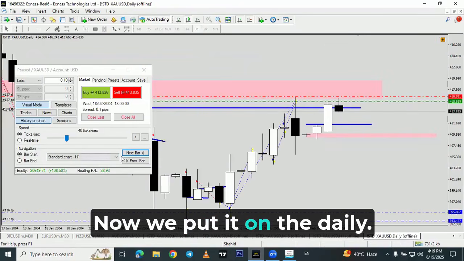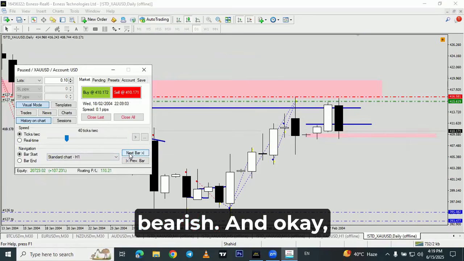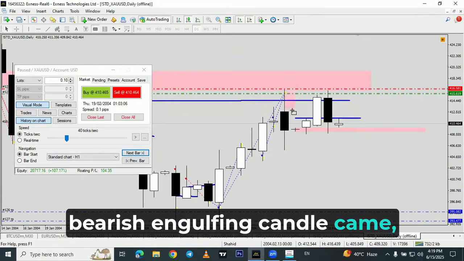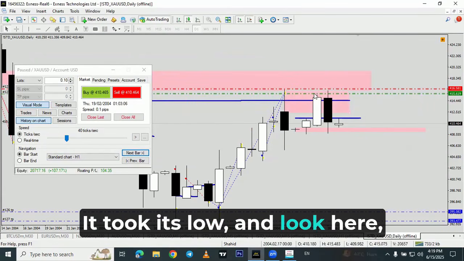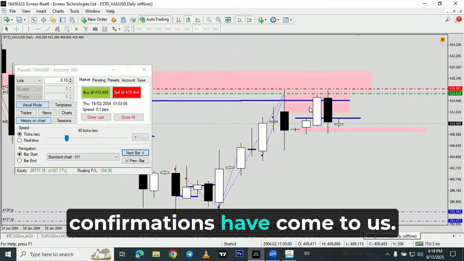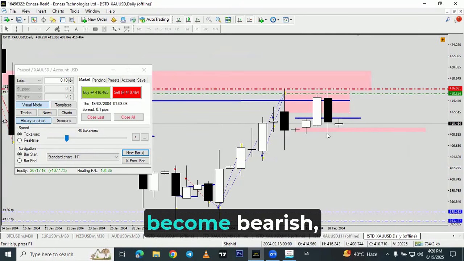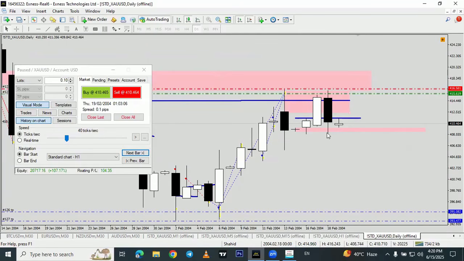Now we put it on the daily. Putting it on the daily, we do the next part. The next market is bearish. And okay, what happened here is that a bearish engulfing candle came, and after that another bearish engulfing. It took its low, and look here, this is a big bearish engulfing candle, meaning two confirmations have come to us. Our setup has also performed that the market has become bearish, and the market cycle was already on the sell side.